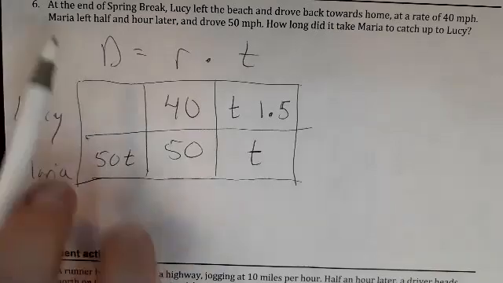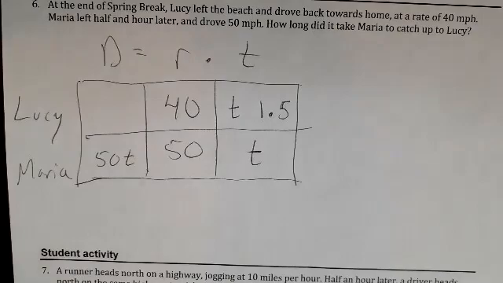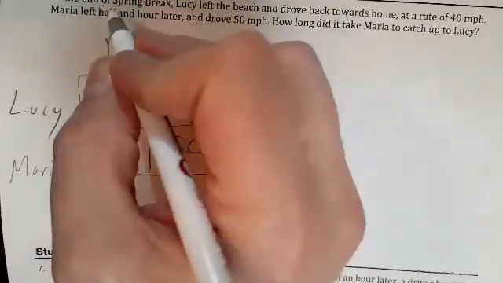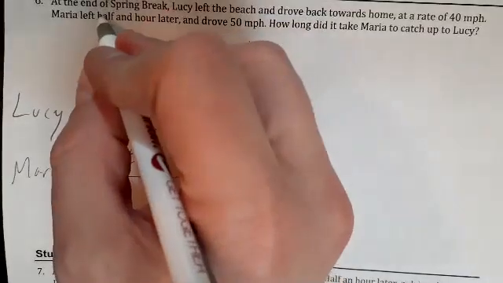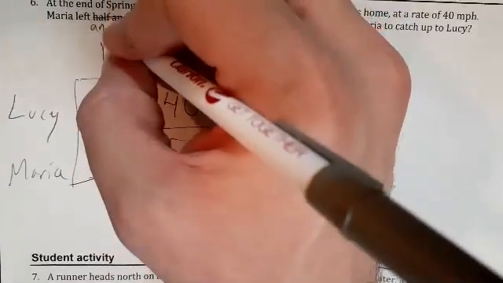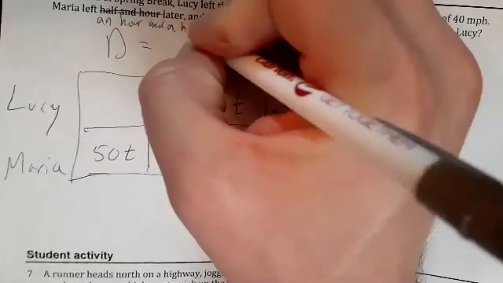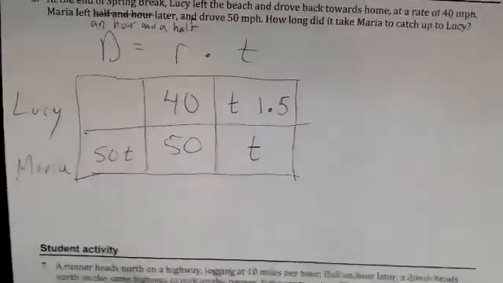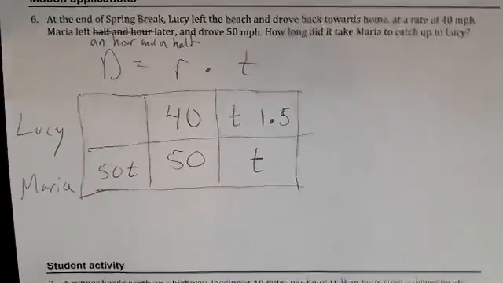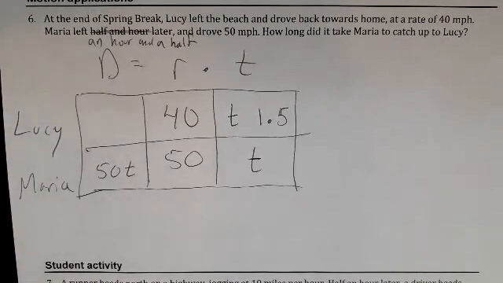Ooh, I didn't even realize how horrible this was. We're going to change this. 1.5 is what I did in my notes. We're continuing with that. Let's do it that way. I didn't realize how horribly worded that was until I really reread it. Maria left half an hour, ooh. I want to do an hour and a half.